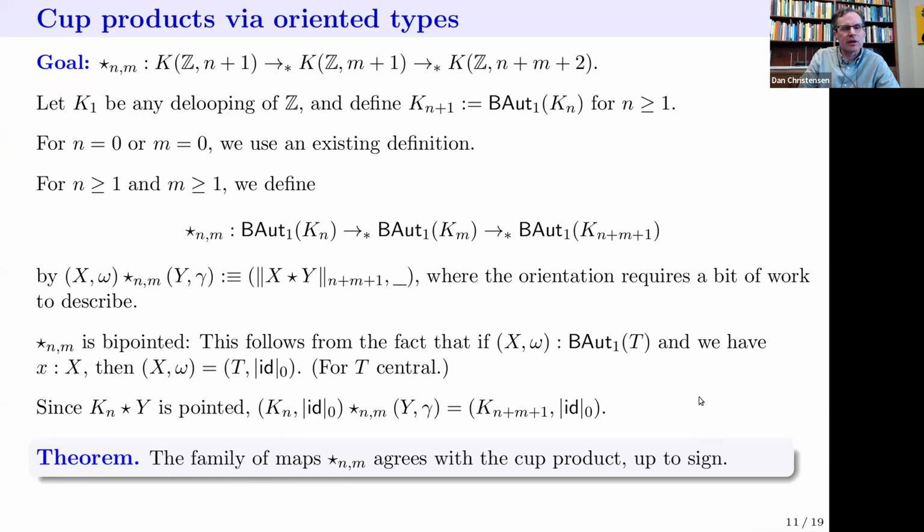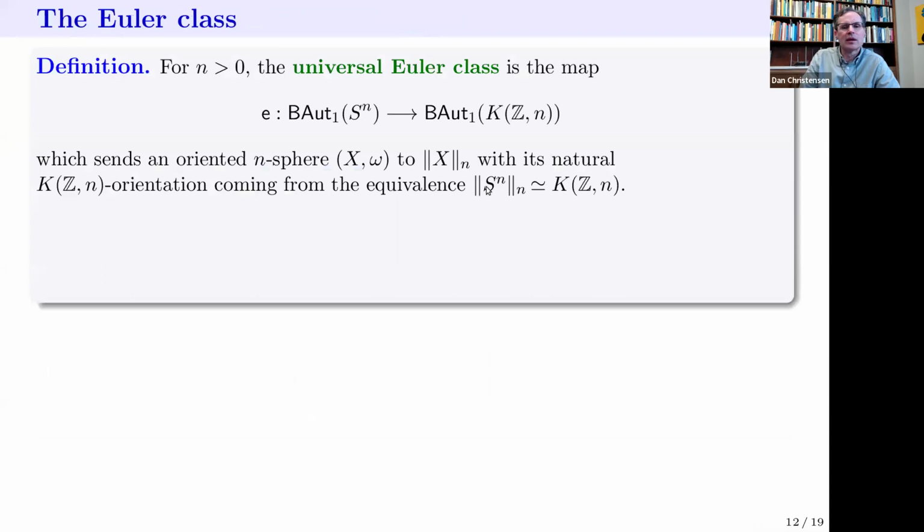Okay, so this is an example. This is our second example of how, by choosing appropriate models for Eilenberg-Mac Lane spaces, we can get a concrete description of the operation. In this case, it's the multiplication in cohomology that we get a description of. Okay, so now let me move back to bundles.